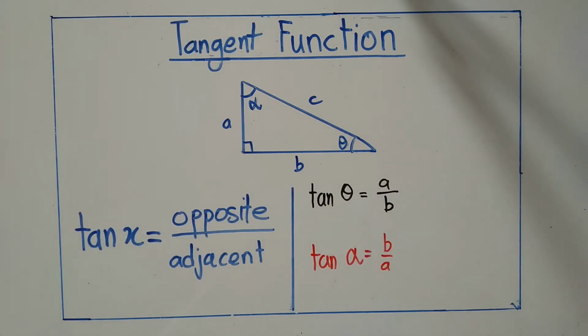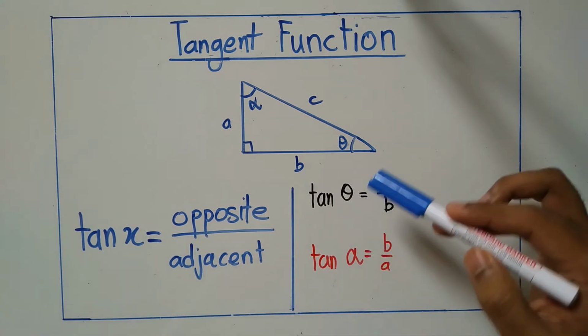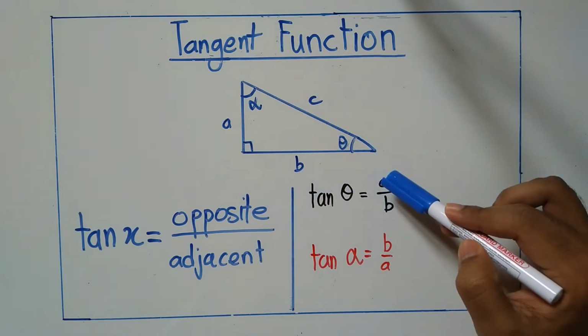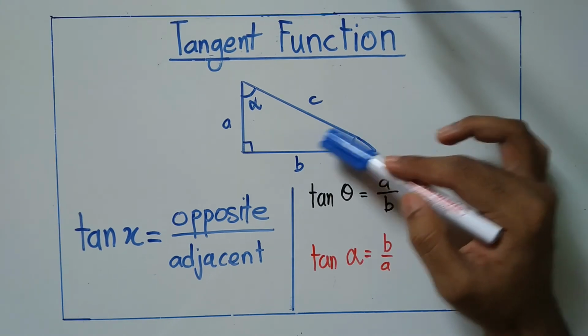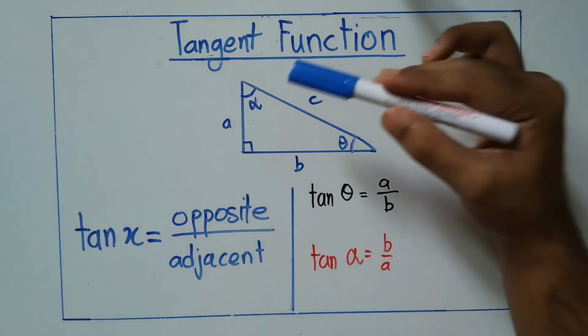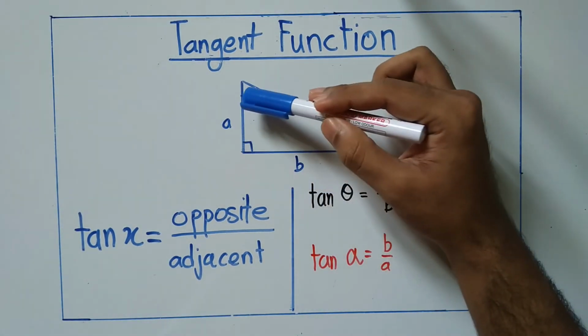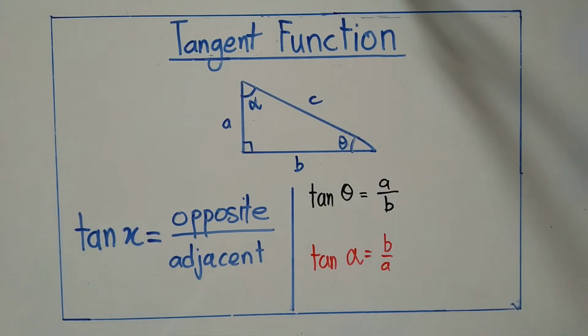Tangent uses the ratio of opposite to adjacent. The formula is tangent x equals opposite over adjacent. Tan theta will be A over B because A is opposite of theta and B is adjacent to theta. Tan alpha, on the other hand, B is the opposite of alpha and A is adjacent to alpha. Hence the answer is B over A.